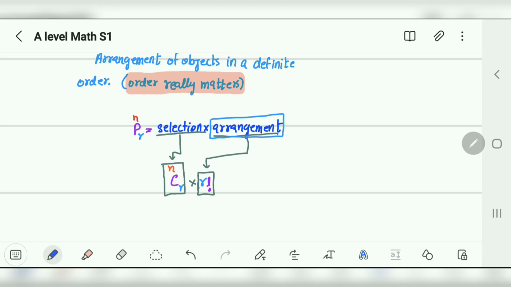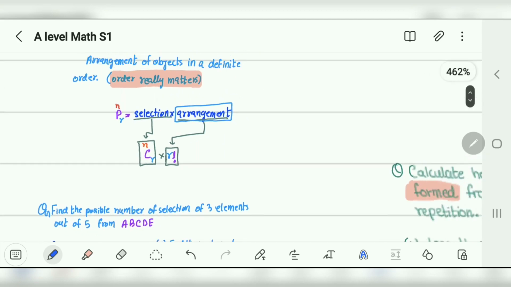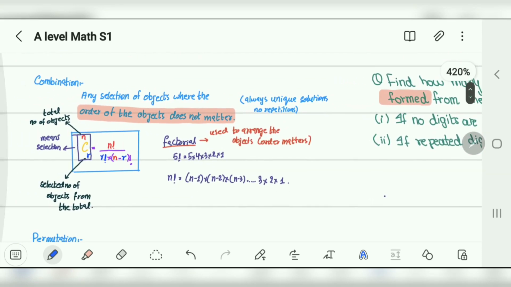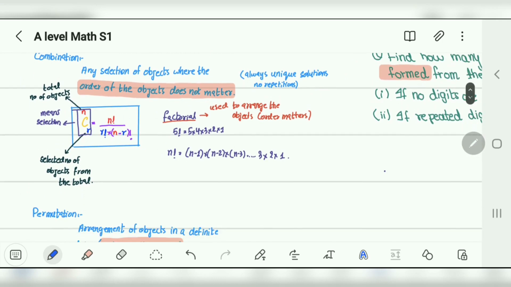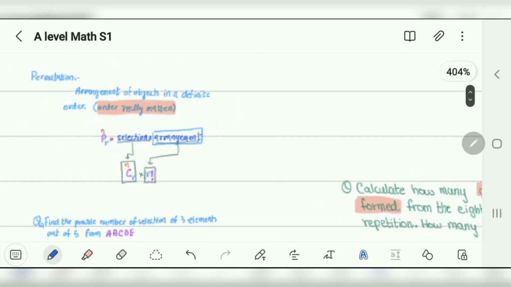Then you can just do it step by step. Like for example, you can make a selection and then arrange it, or you can just do it directly with nPr in a calculator. It's up to you. But I would prefer not to do it directly, because it really helps to solve the question with logic, and doing it step by step will make it easier for you and for me. Okay, so this is combination and permutation. There's nothing rocket science in here. It's just a simple definition, a simple logic I need to understand about it. So this is combination, this is factorial, this is permutation, and now let's get on with the questions.